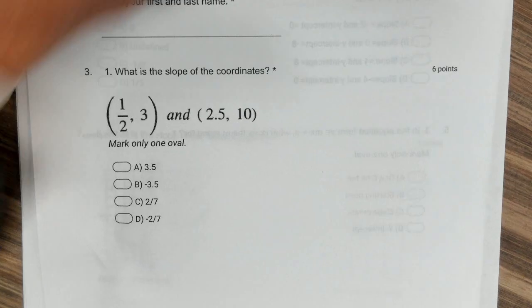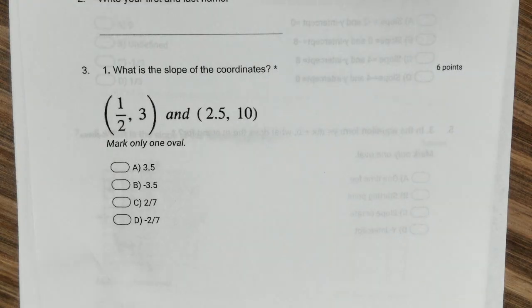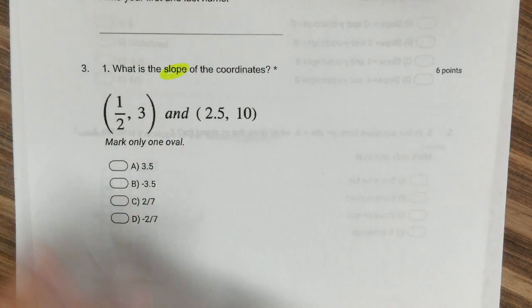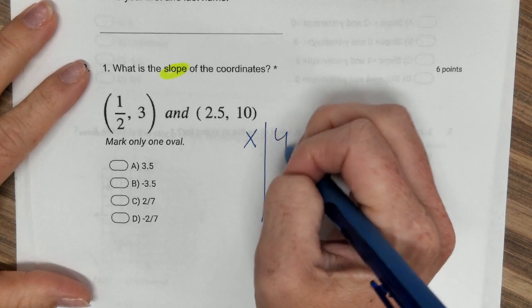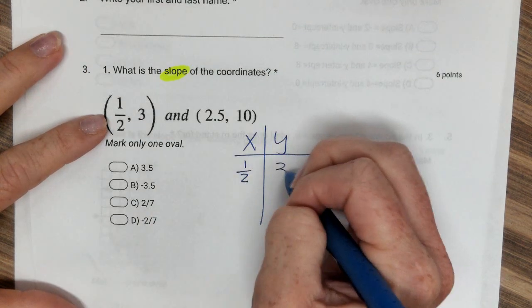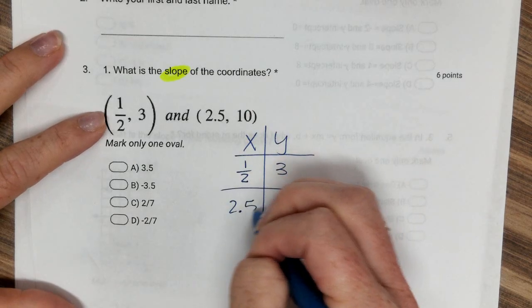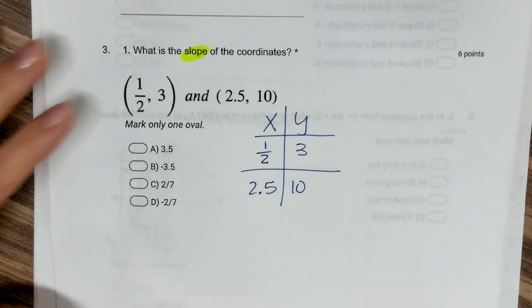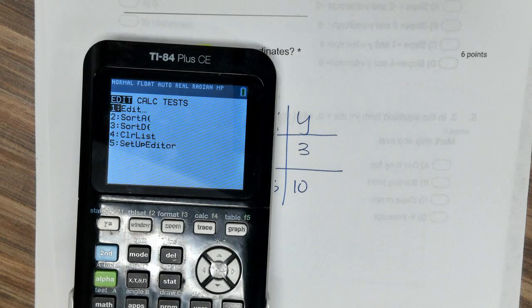Number 1 said, what is the slope? So you should have made a table. When x is 1/2, y is 3. When x is 2.5, y is 10. You should have gone to Stat, Edit.